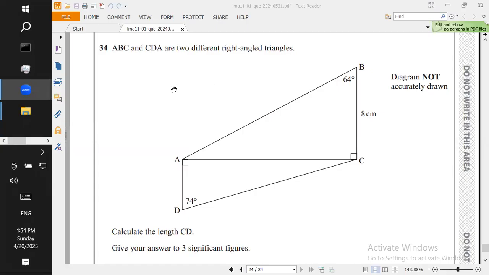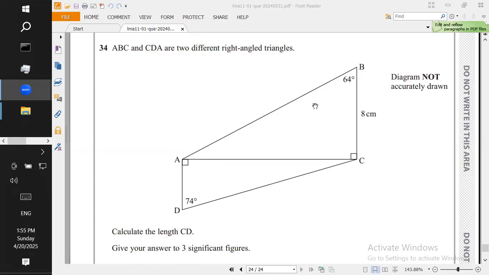In this video, we're going to talk about Year 9 Achievement Test, May 2024, Section B, Question 34. Question 34: ABC and CDA are two different right angle triangles. These are the triangles here. Now, calculate the length of CD. Give your answer to three significant figures.